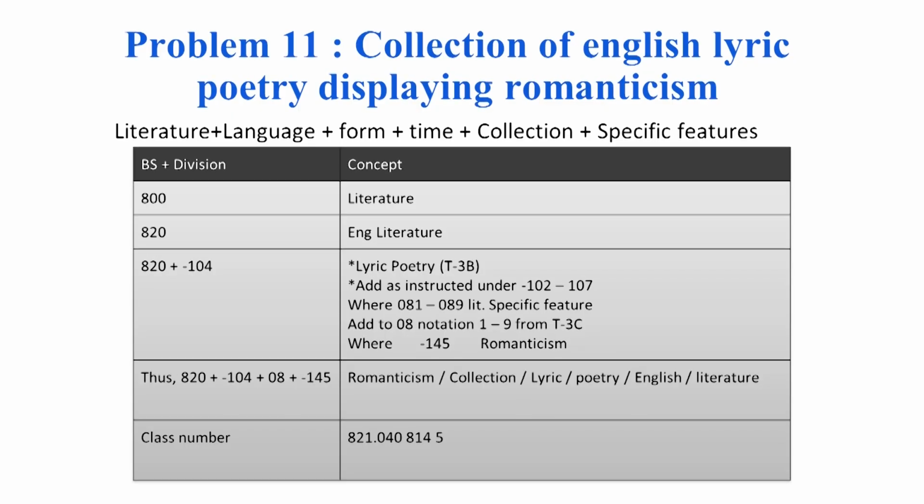For lyric poetry, there is an asterisk sign. So we will go to the lower margin. There you will find "add as instructed under -102-107", where we find that 081 to 089 is literature displaying specific features. Then again the instruction is to add to 08 notation 1 to 9 from table 3C, where -145 means romanticism. So this romanticism number is to be added with only 08.